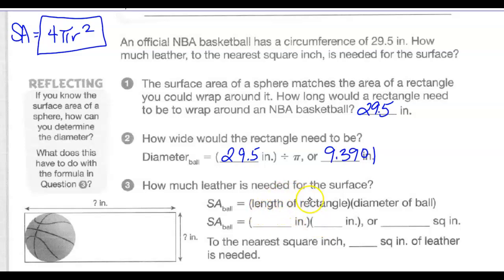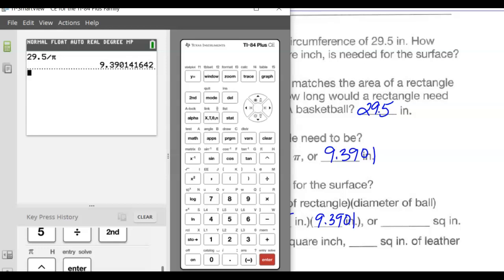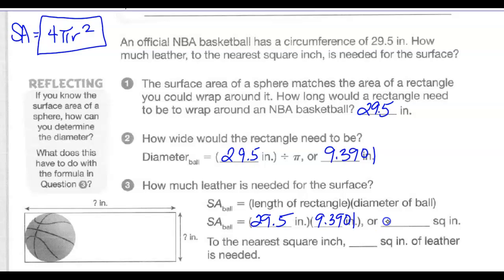So the length of the rectangle is 29.5, and the diameter we just figured out was 9.3901, and so we multiply those together, times 29.5, and that's 277.0092. So basically 277 square inches of leather.